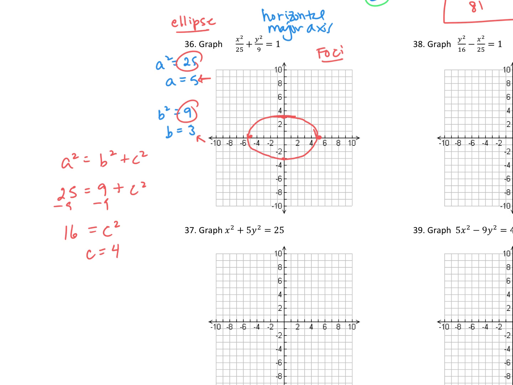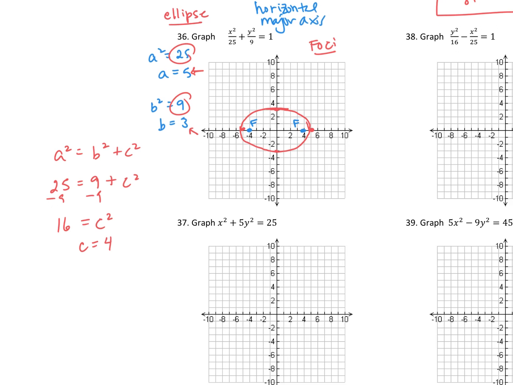So in our ellipse, we can go ahead and plot the foci, again, on the same axis as your vertices. So we're going to go 4 to the right and 4 to the left. Let's go ahead and label that F and F for our two foci. So there is our graph of an ellipse.